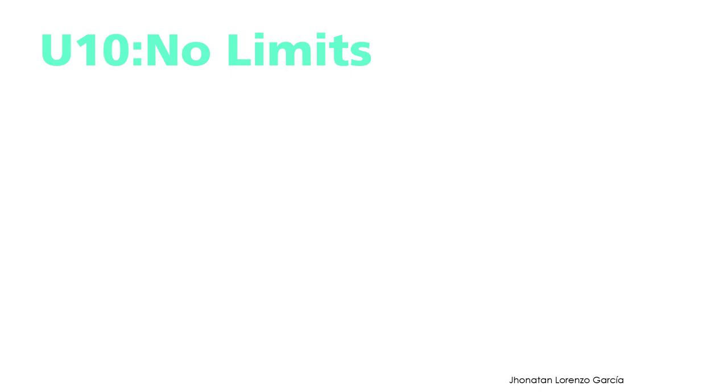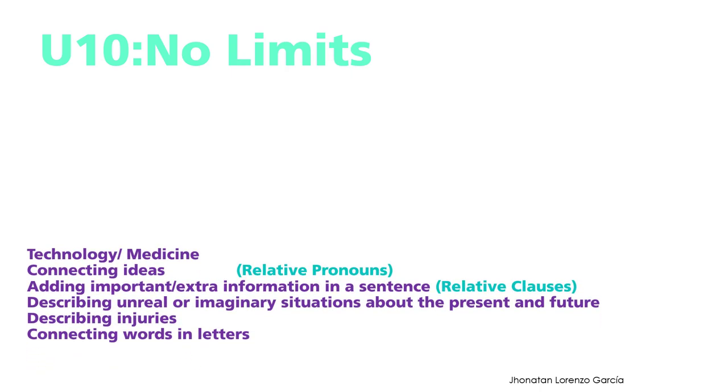We're going to start with the next unit, and very quickly, we're going to analyze which elements we're going to check in this new unit. The name is Limits, and basically, we're going to check some vocabulary related to technology and medicine. We're going to check how we can connect ideas with relative pronouns. We're going to add important and extra information in a sentence with relative clauses. We have also something about describing unreal or imaginary situations about the present and the future with second conditional, and something about vocabulary. We have describing injuries, some common expressions, and also connecting words in letters. Some connecting words that we can use for connecting different ideas.